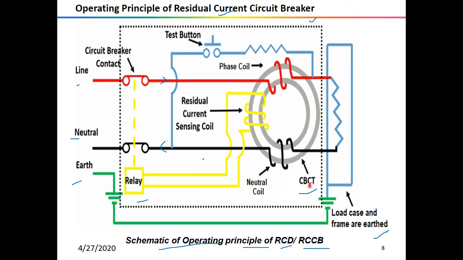So the current returning through the neutral coil has been reduced, and the current coming from this side will be reduced because some of the current is leaking here. In that case, the magnetic flux inside this CBCT, core balance current transformer, will not be balanced anymore. The total sum of the opposing magnetic flux is no longer zero, and this net remaining flux is what we call the residual flux.